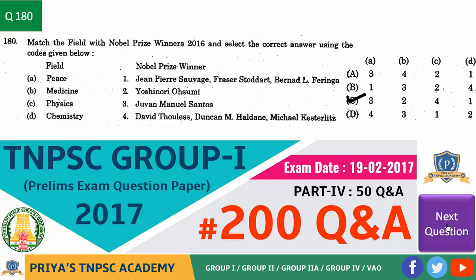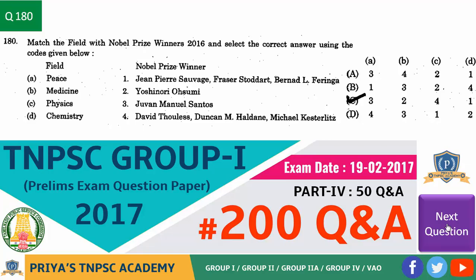Next question. Match the field with Nobel Prize winners 2016 and select the correct answer using the codes given below. Field and Nobel Prize winners. Peace, Medicine, Physics, Chemistry. Nobel Prize winners are Jean-Pierre Sauvage, Fraser Stoddart, Bernard L. Feringa, Yoshinori Ohsumi, Juan Manuel Santos, David Thouless, Duncan M. Haldane, Michael S. Kosterlitz. Let's see the answer.